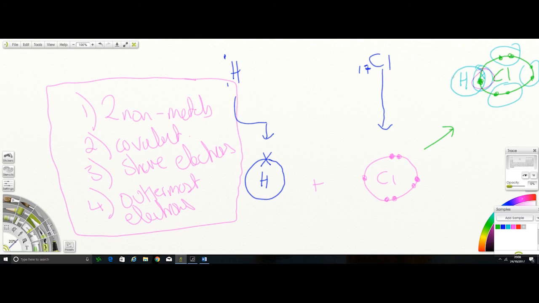Now there is another point which we need to go through, and that is displacement reactions. However, I think this video is quite long and I'm going to stop there, and we'll do the displacement reaction of halogens in the next video.